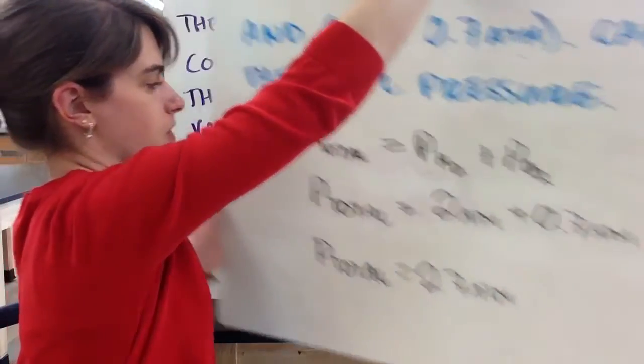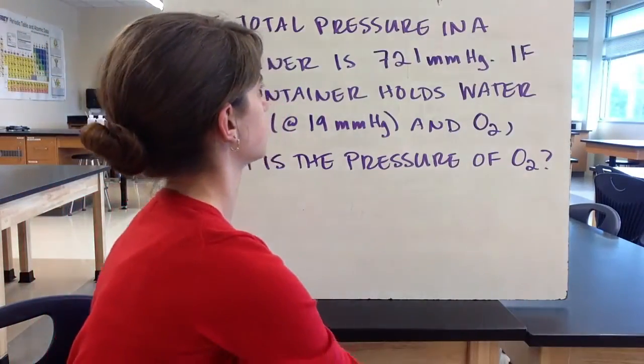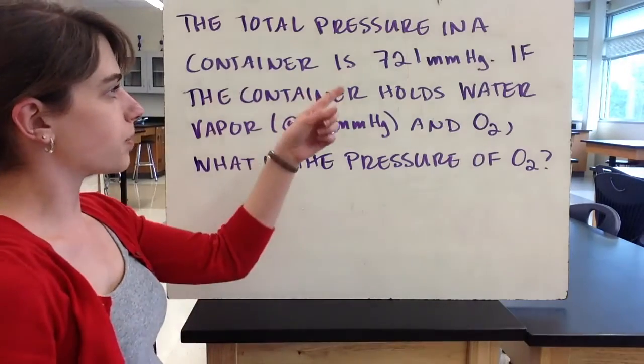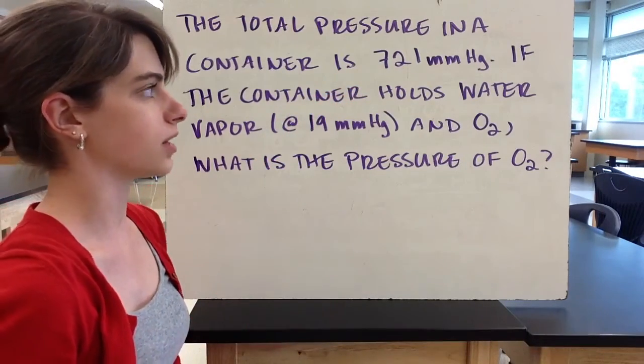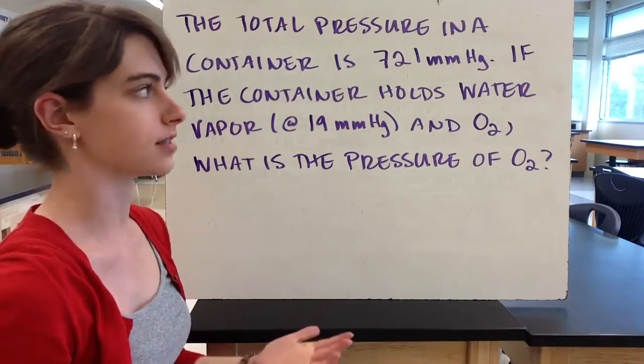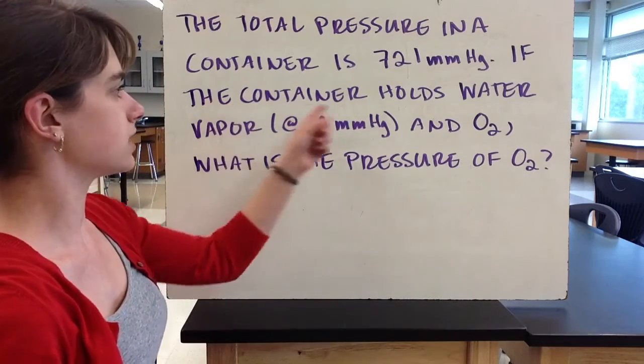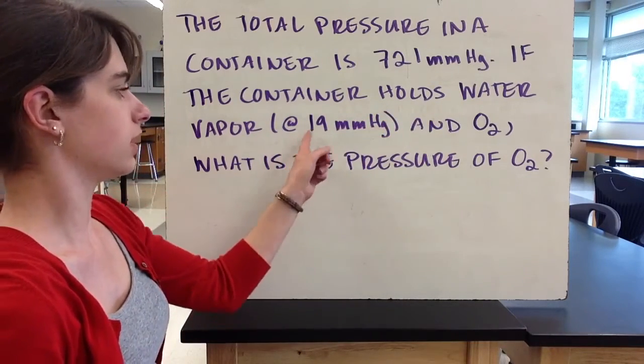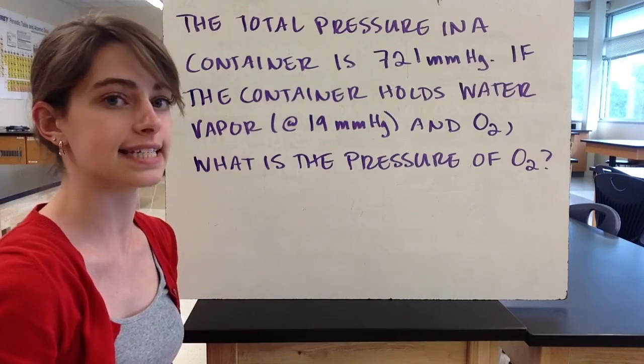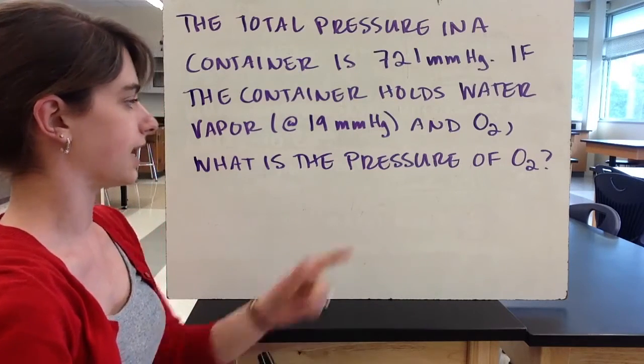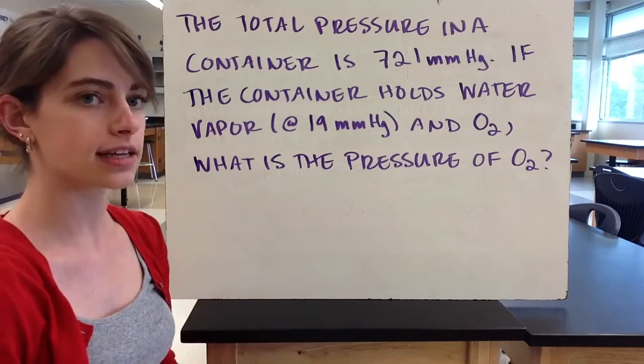Let's look at one more type of problem you might see. So the total pressure in a container is 721 millimeters of mercury. So say that's something you calculate. If the container holds water vapor, and the water vapor has a pressure of 19 millimeters of mercury, and oxygen, what is the pressure of the oxygen?